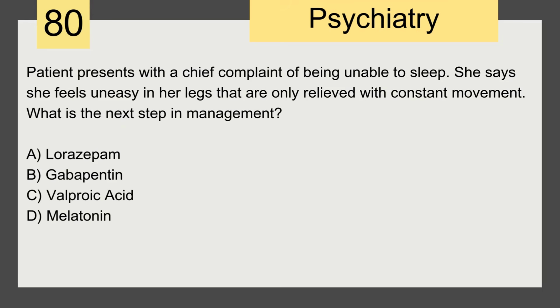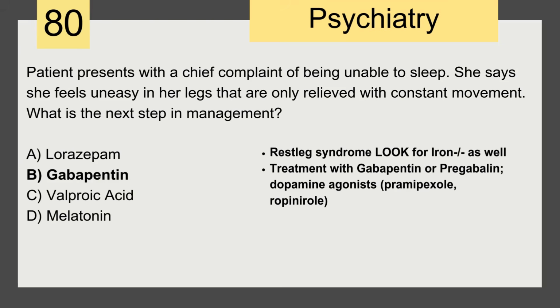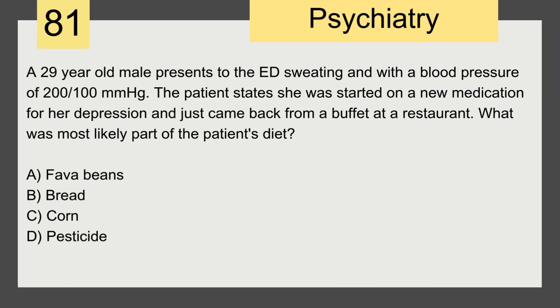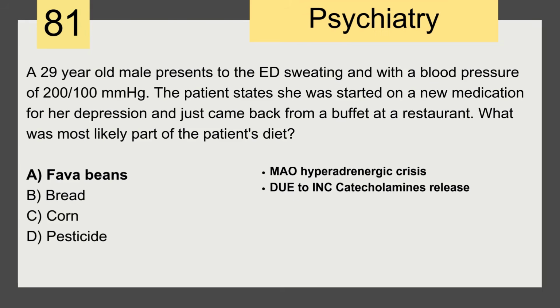Question 80. Treatment for restless leg syndrome. We said before to look for iron. A potential treatment could be a dopamine agonist such as ropinirole or pramipexole, but here the option is gabapentin, which can also be used to treat restless leg syndrome, gabapentin or pregabalin. 81. Something that can cause a monoamine oxidase hyperadrenergic crisis: fava beans, due to the increase in catecholamine release. So look out for those fava beans.